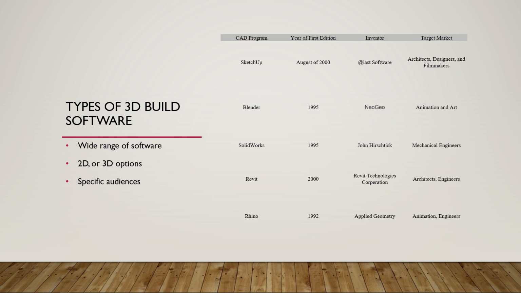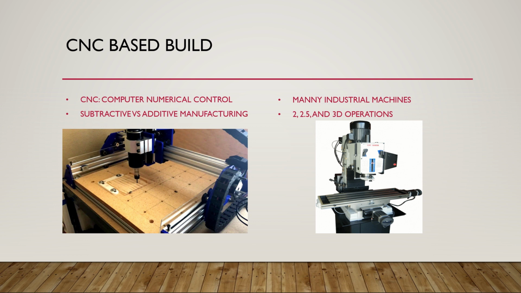So next we come into CNC based machines. Now these machines are, it's kind of a wide definition, as CNC stands for computer numerical control. So pretty much any machining tool that is controlled by a computer can fall under this category. They have many different types of machines, from milling machines, routers, lathes, laser cutters, and plasma cutters. I mean, pretty much you name a tool in a shop, and there's probably a computer-controlled version.